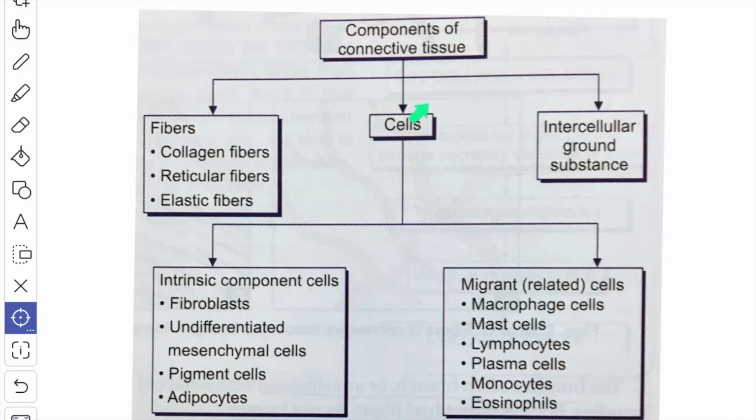Next, we'll see the cellular component of the connective tissue. Various types of cells are present in the connective tissue. They can be classified into two distinct categories: the cells that are intrinsic components of the connective tissue, and the cells that belong to the immune system, and they are closely identical or related with certain cells present in the blood and in the lymphoid tissue. So the cells that are intrinsic components of the connective tissue are the fibroblasts, undifferentiated mesenchymal cells, the pigment cells and the adipocytes. The cells that belong to the immune system are macrophage cells, the mast cells, the lymphocytes, the plasma cells, the monocytes and the eosinophils.